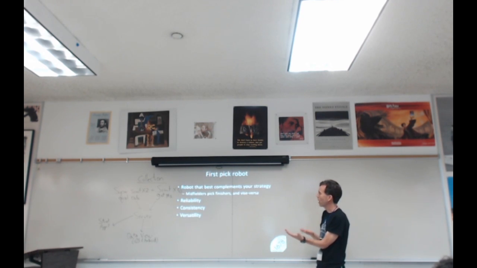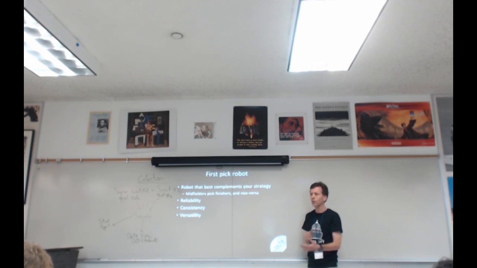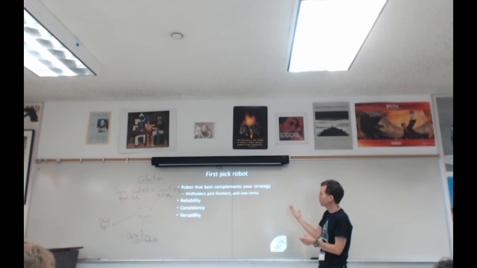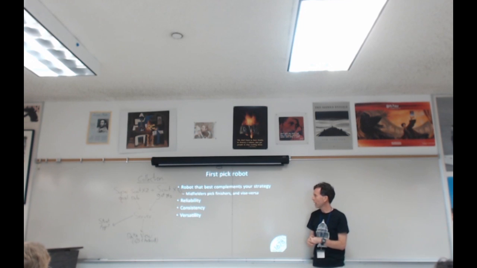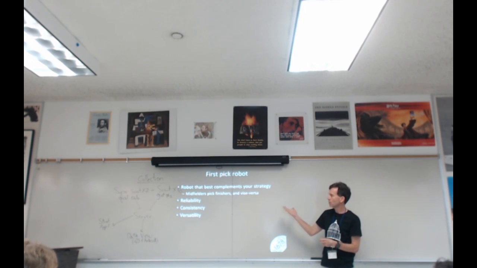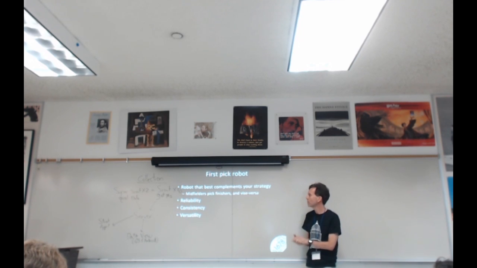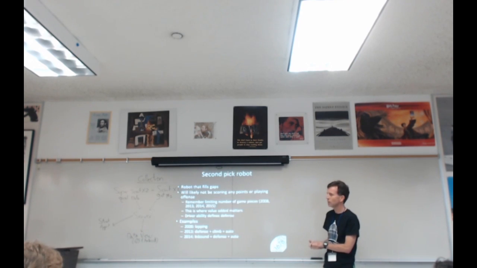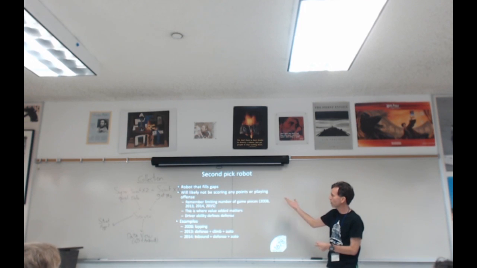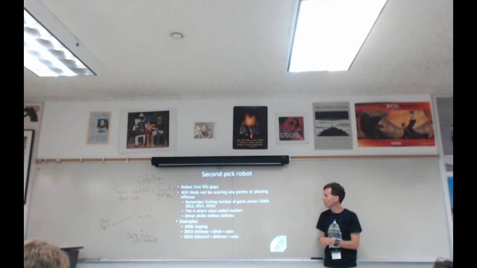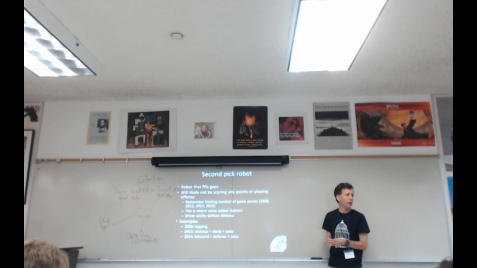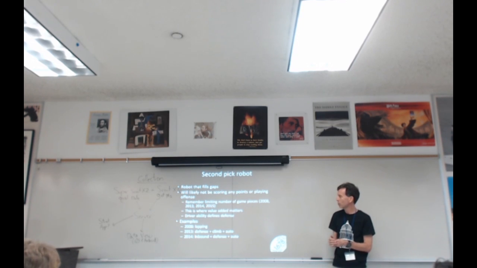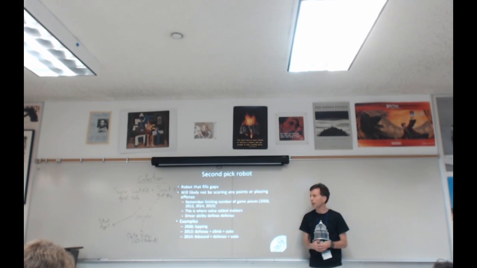Usually the offensive robots are picked in the first 10 or 12 robots. We're looking for robots that best complement your strategy, ones that are reliable, consistent, and versatile. Those are the main attributes we're looking for in robots. And then our second pick robot, we're looking to fill various gaps. It's unlikely that they're going to be scoring any points, so we're looking for defensive roles, for value added, that value added calculation that I talked about. There's different things that each of these robots could do in different years depending on the game.